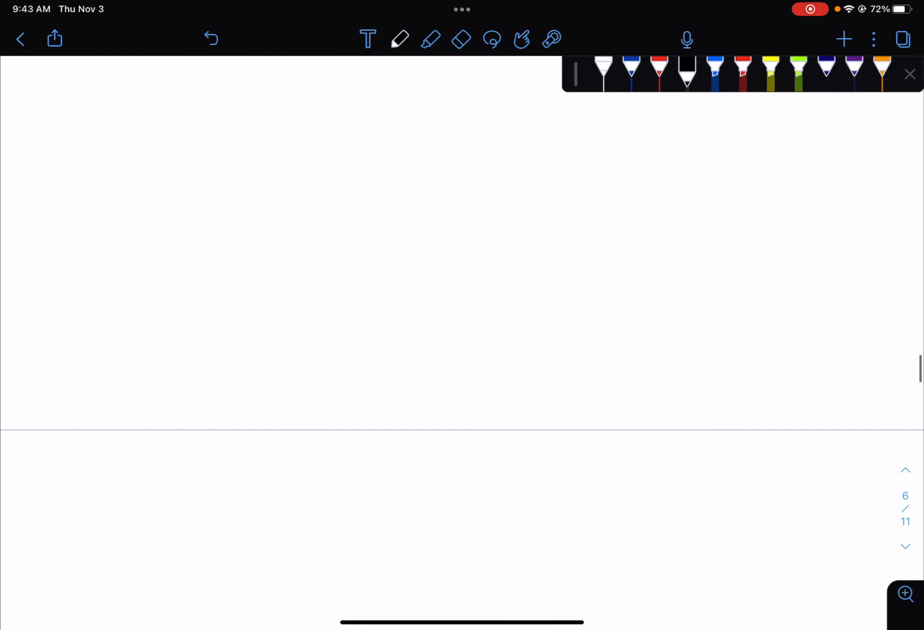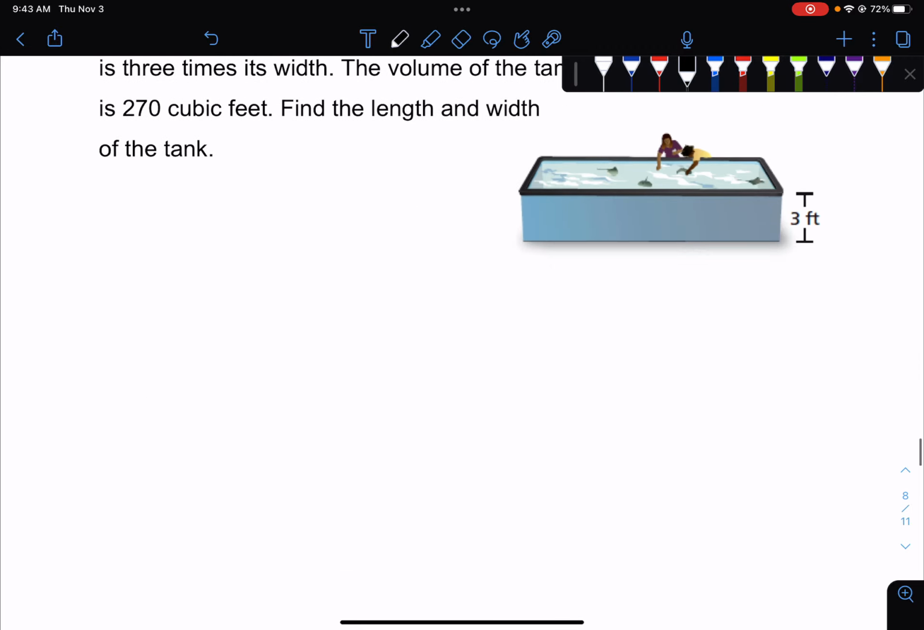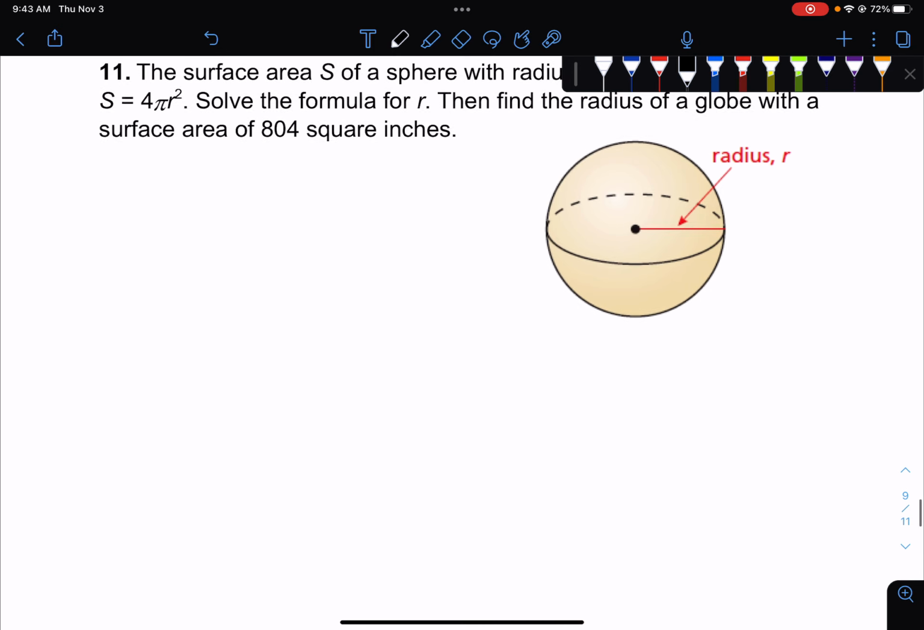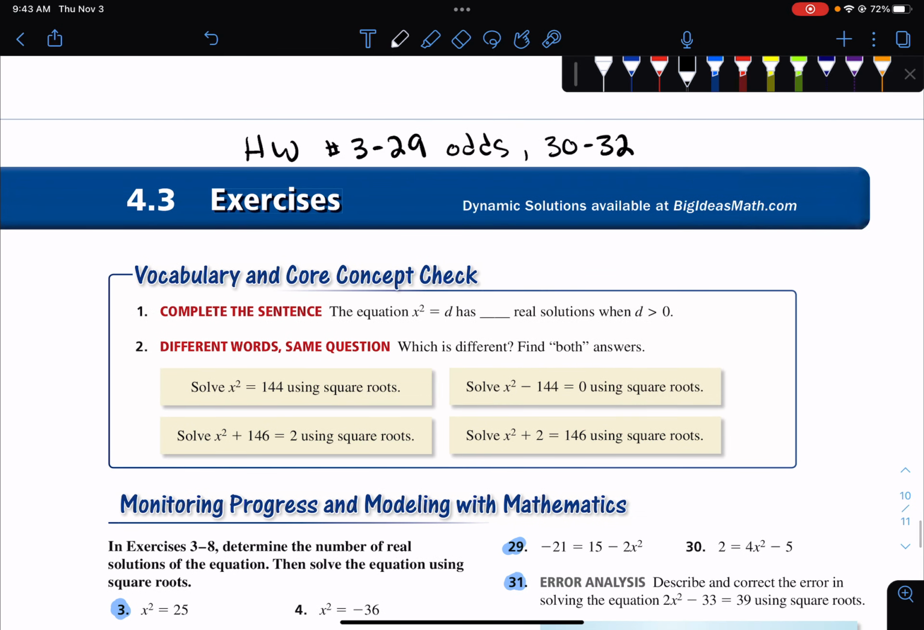All right, so for the homework, we're going to skip the story problem. We are going to also adjust this a little bit. What I want you to do for the homework is numbers 3 through 31, and I want you to do the odd numbers. So 3, 5, 7, 9, 11. If you want more practice, do the evens as well, but you're only required to do the odds, 3 through 31.